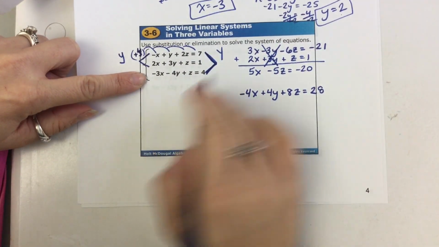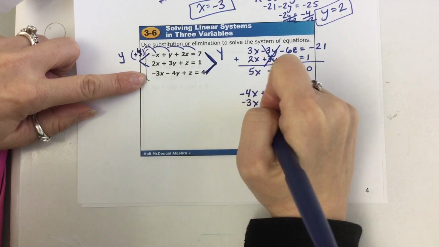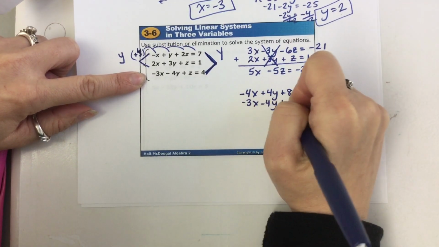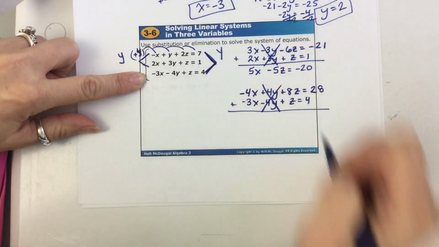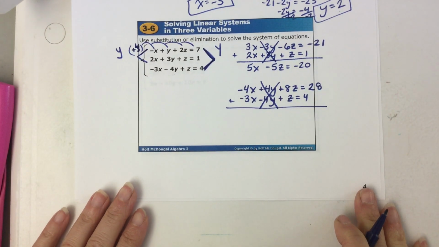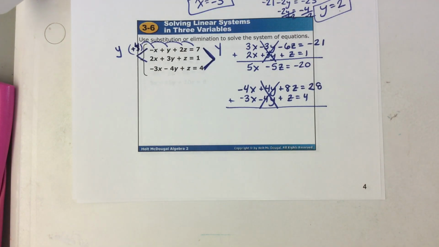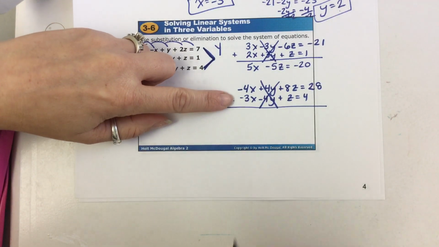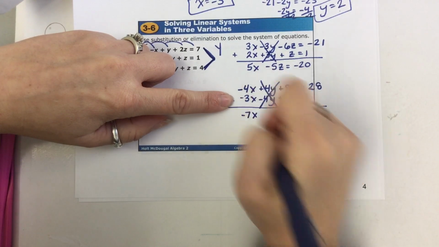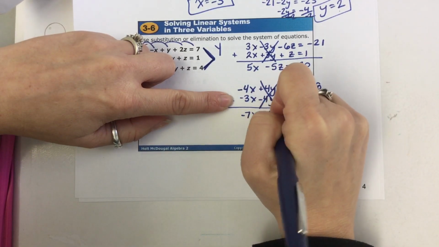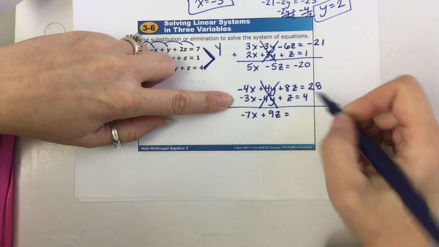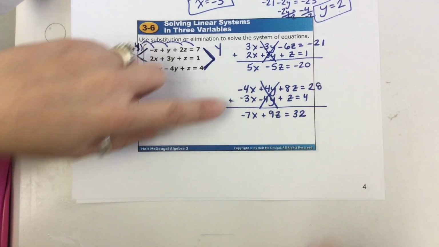I'm keeping the third row the same: negative 3x minus 4y plus z equals 4. Add them together. The same variable should cancel, and it did. Our y's, we had opposites in front. Negative 4x and a negative 3x is negative 7x. 8z and 1z makes 9z. 28 plus 4 is 32.